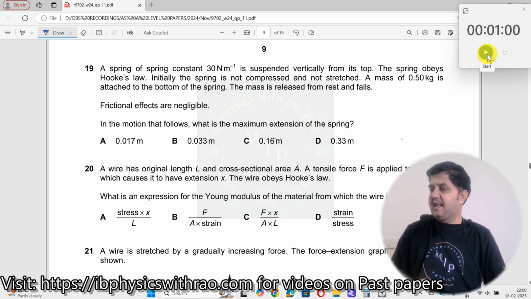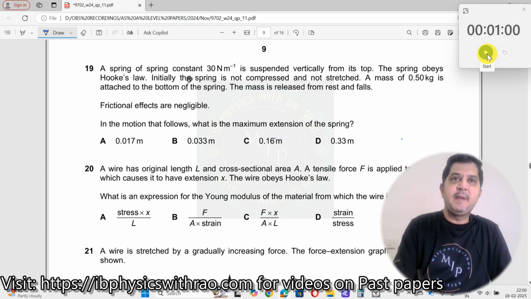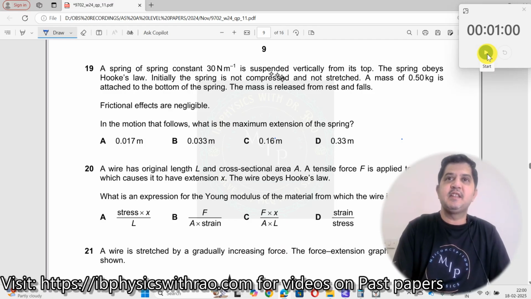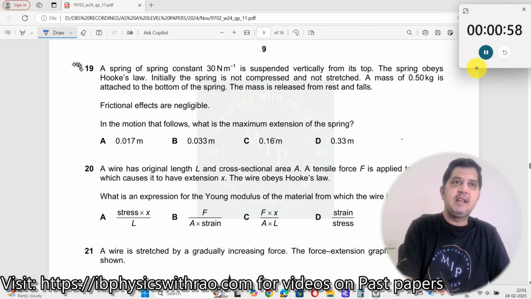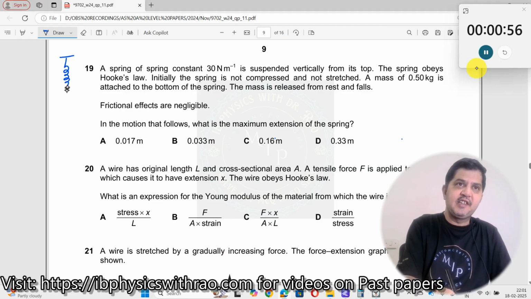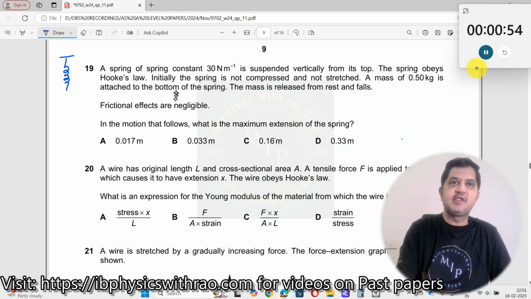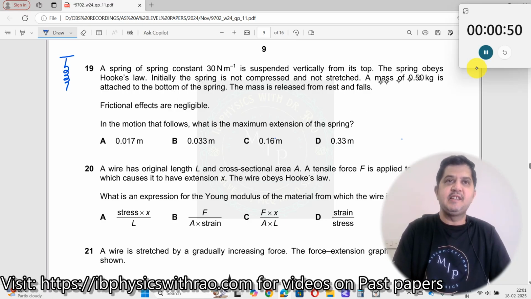Okay, question number 90. A spring of spring constant 13 Newton per meter is suspended vertically from the top. So you have a spring which has been suspended like this. The spring obeys Hooke's law. Initially, the spring is not compressed, not stretched. A mass of 0.5 kg is attached to the bottom of the spring.